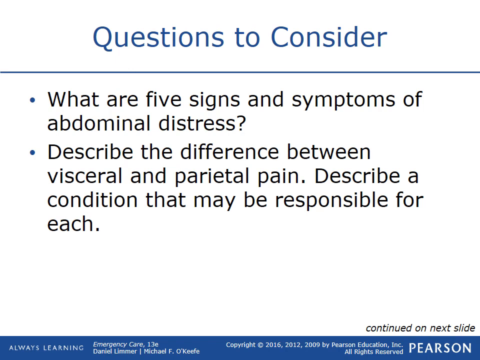Remember, visceral lines the organs, parietal lines the abdomen. So visceral is more diffuse and stretchy in hollow organs, kind of colicky. A parietal pain is more sharp and easily located. Describe a condition that may be responsible for each.